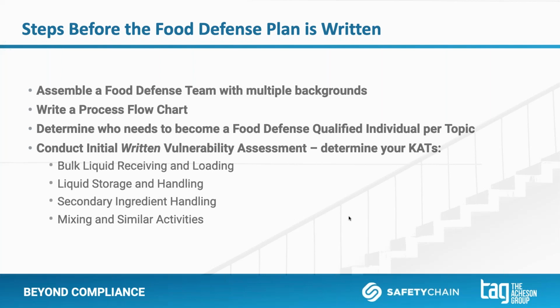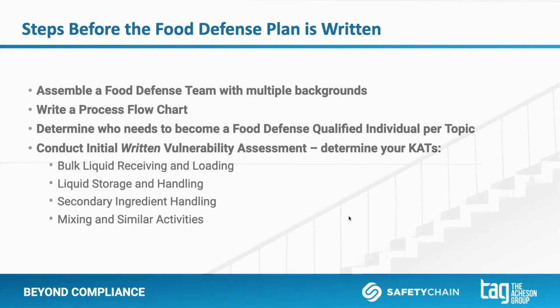Determine who's going to be the qualified individual per topic, and I just went over all those subsections, who's going to be the FDQI, and then write your vulnerability assessment. So the food defense rule is pretty specific. You have to have a written vulnerability assessment no matter what you do. And the vulnerability assessment will tell you whether you even need a full written food defense plan or if you can stop at that point.